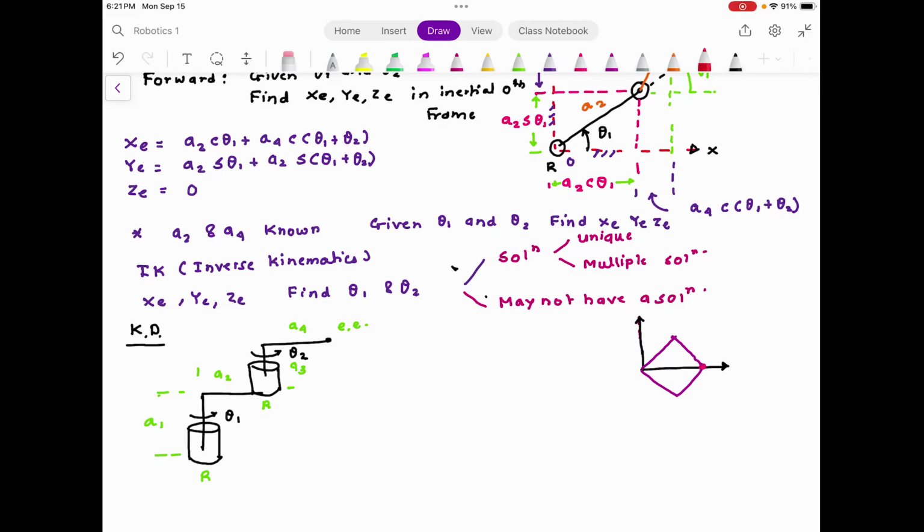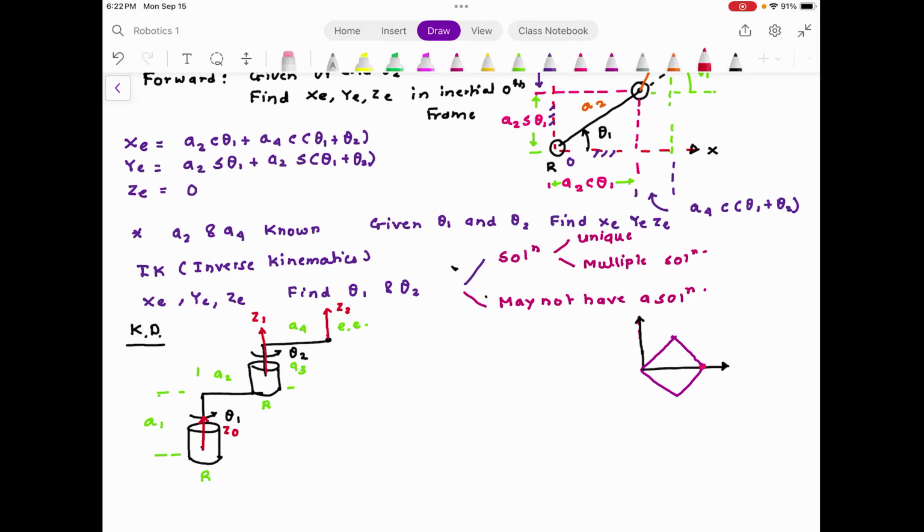Step number one, remember the rules. What is the first rule? Your z-axis should pass through the joint. Doesn't matter whether it goes up or it goes down. The z-axis needs to go through the joint.